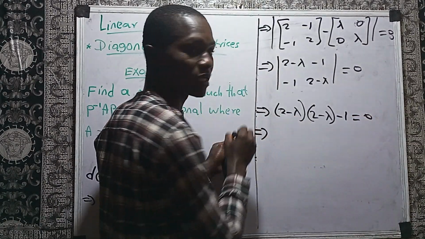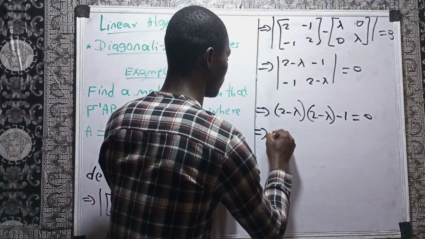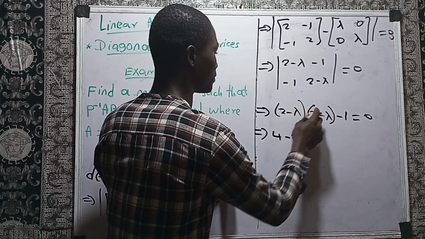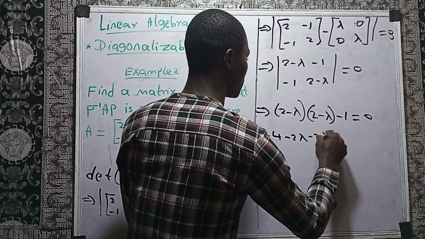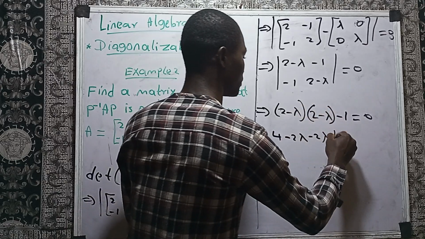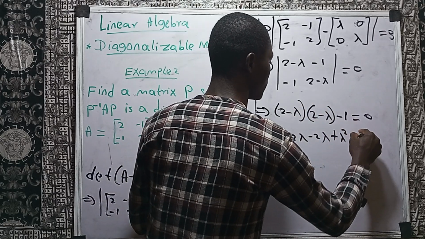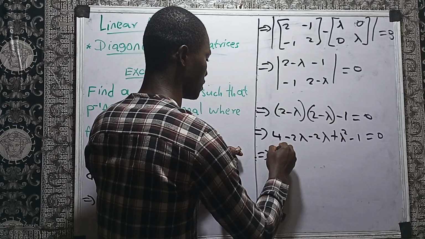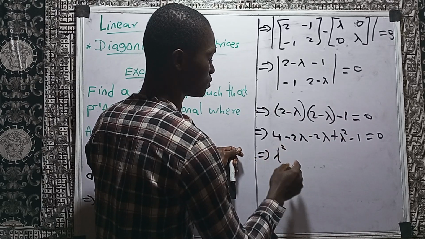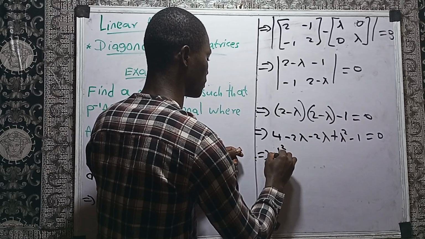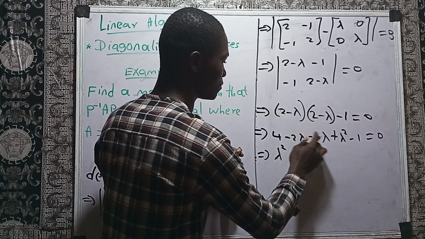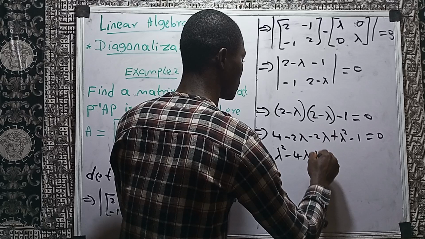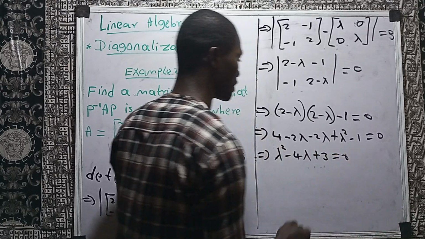So this implies we can expand. 2 multiplied by 2 is 4. 2 multiplied by negative lambda is negative 2 lambda. Negative lambda multiplied by positive 2 is negative 2 lambda. Negative lambda multiplied by negative lambda is positive lambda squared, minus 1 equated to 0. So we have lambda raised to power 2, negative 2 lambda and negative 2 lambda will give you negative 4 lambda, then 4 minus 1 is positive 3 equated to 0.